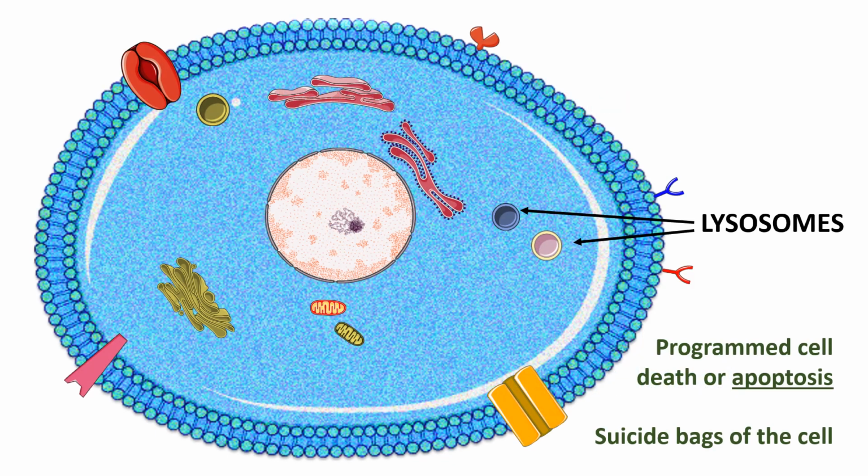In short, lysosomes break down excess or worn-out cell parts and have a role in destroying invading viruses and bacteria. They are the suicide bags of the cell because of their role in programmed cell death or apoptosis.